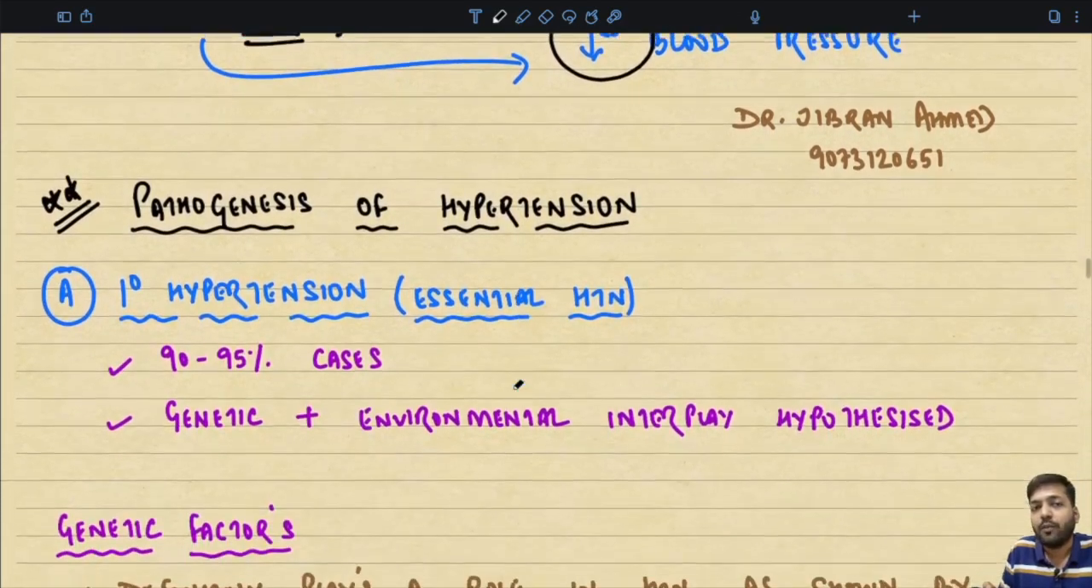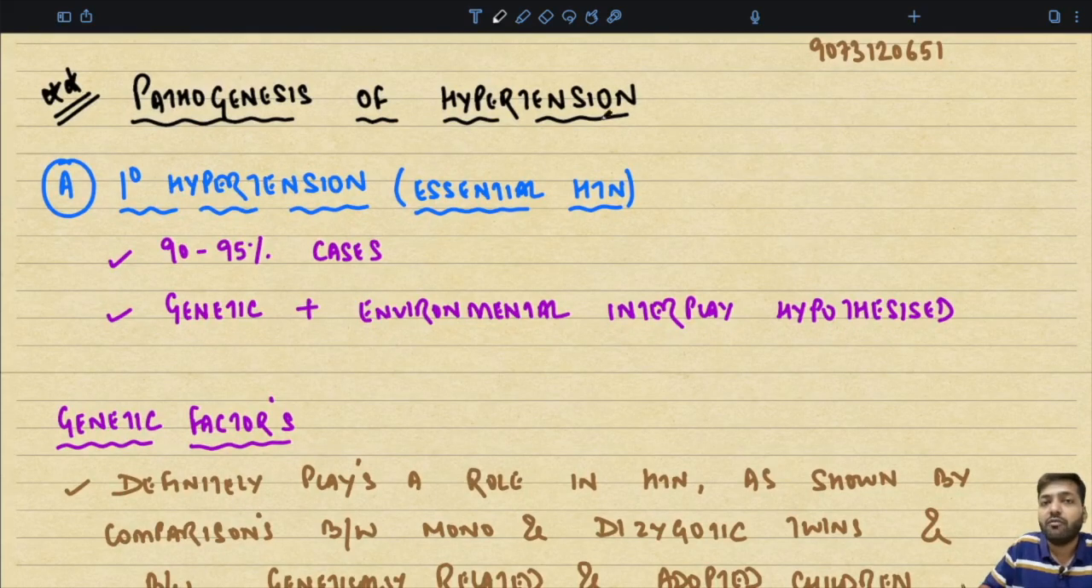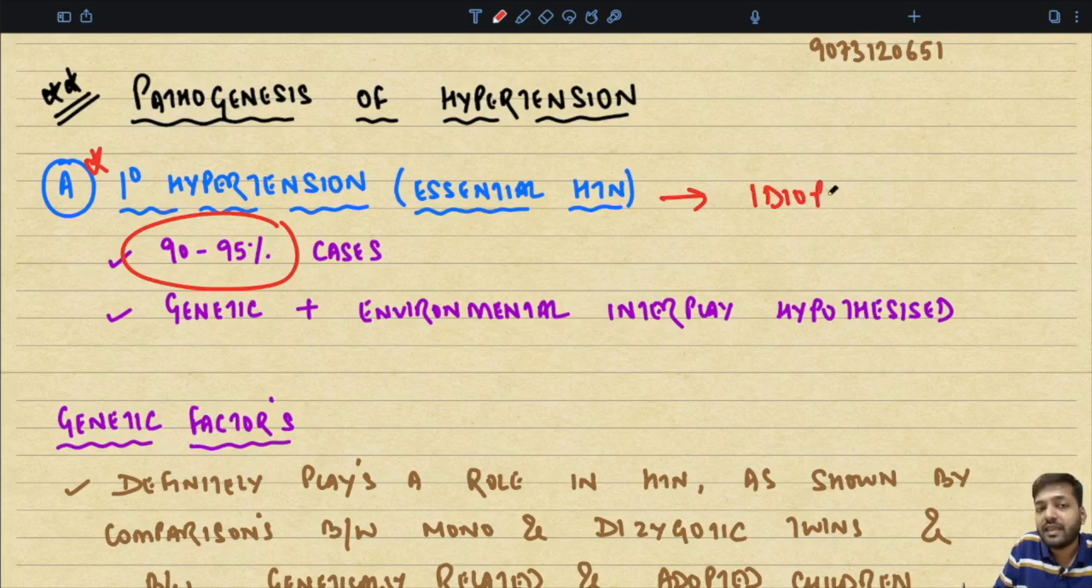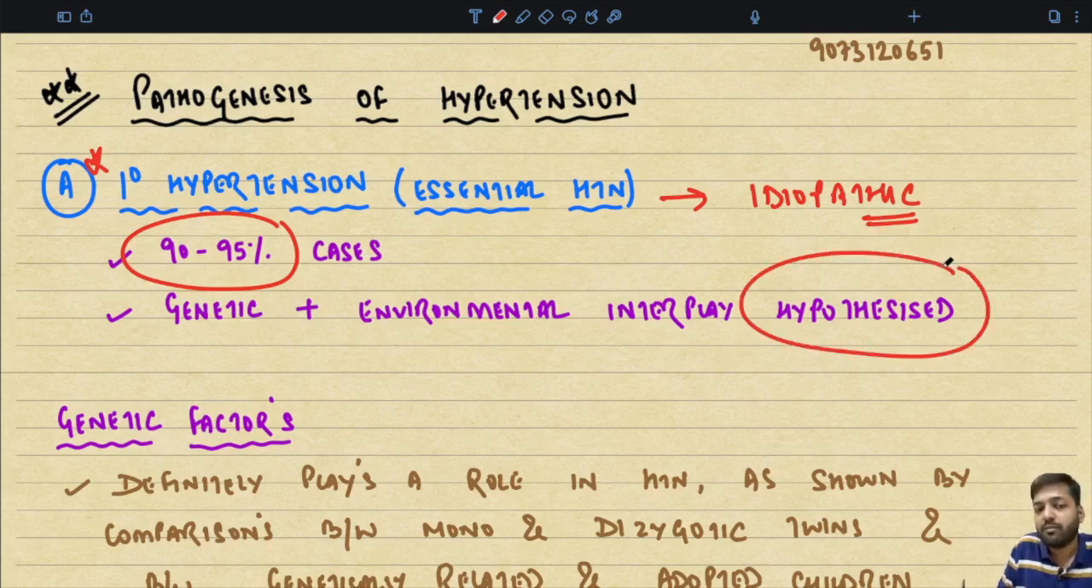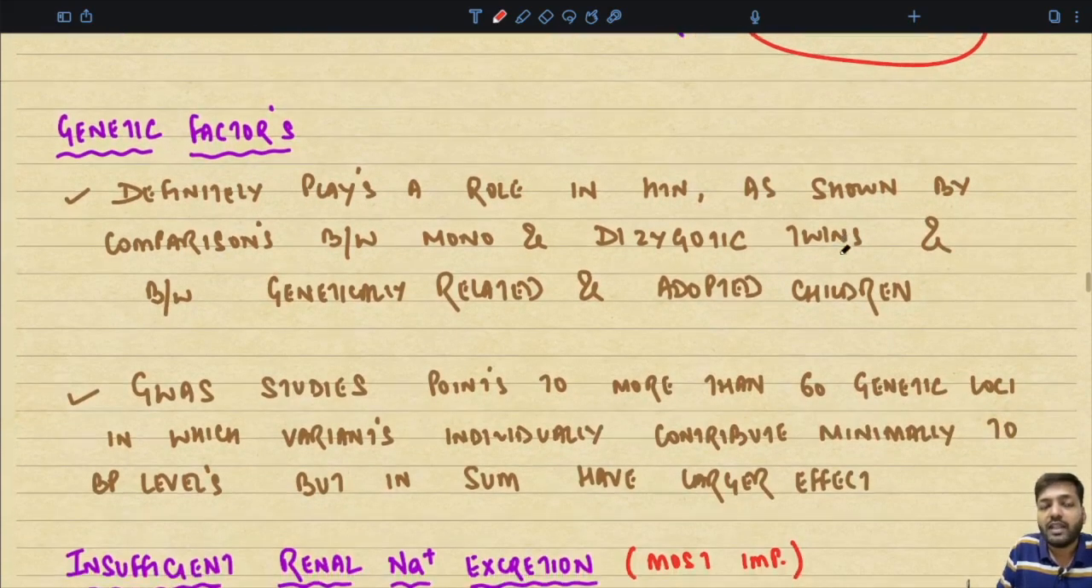Okay, so after this, now we are coming to the very important part, that is the pathogenesis of hypertension. First we are going to discuss the pathogenesis of primary or essential hypertension, which constitutes 90 to 95% of all the cases. There is no identifiable cause of primary hypertension, so it is basically idiopathic in nature. Multiple genetic and environmental factors have been hypothesized to play an important role. So let us see, what are the genetic factors?